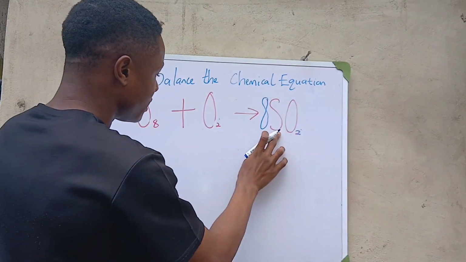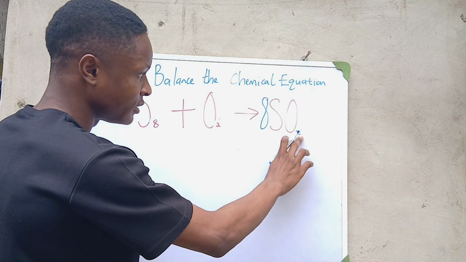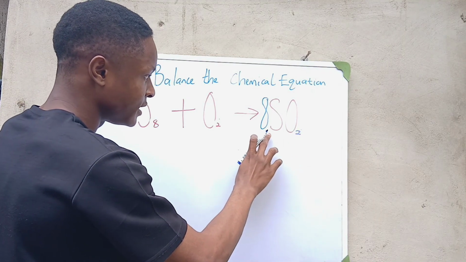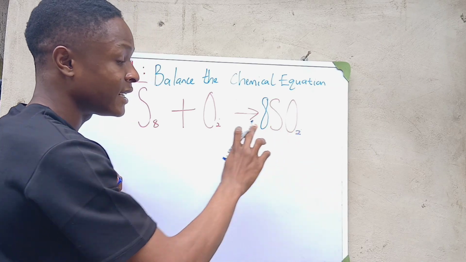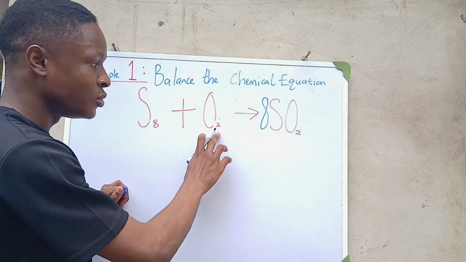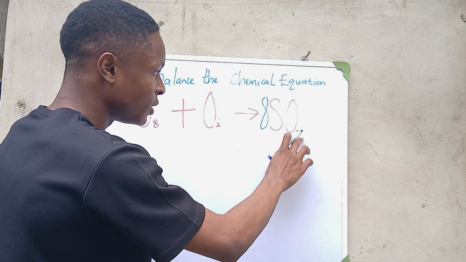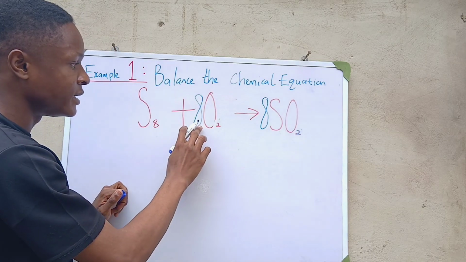We now have 8 atoms of sulfur, but this 8 affected our oxygen, making our oxygen 16. We have 8 times 2, which is 16. So our oxygen now has 16 atoms, but our oxygen here has only 2 atoms. So to balance the 1 here, we are going to add another 8 to make it 16.